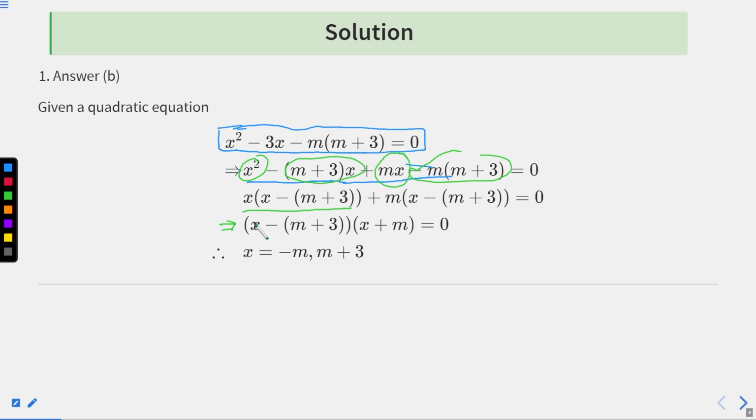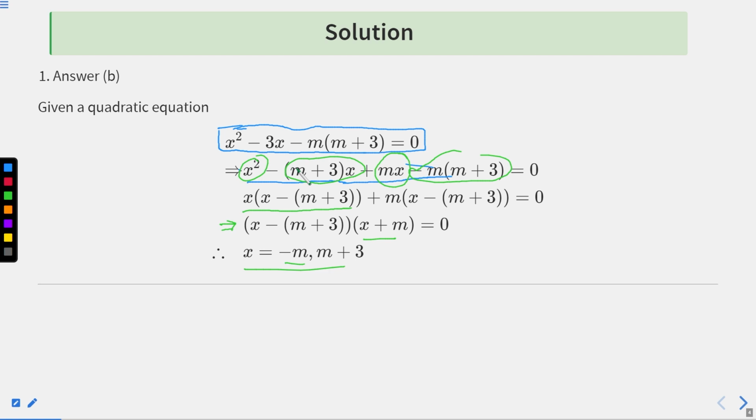The product of these two linear factors is equal to 0. Therefore we get either x minus (m plus 3) is equal to 0 or x plus m is equal to 0. When x minus (m plus 3) is equal to 0, we get x is equal to m plus 3. When x plus m is equal to 0, we get x is equal to minus m. Therefore x is equal to minus m, m plus 3. So the roots are minus m and m plus 3.